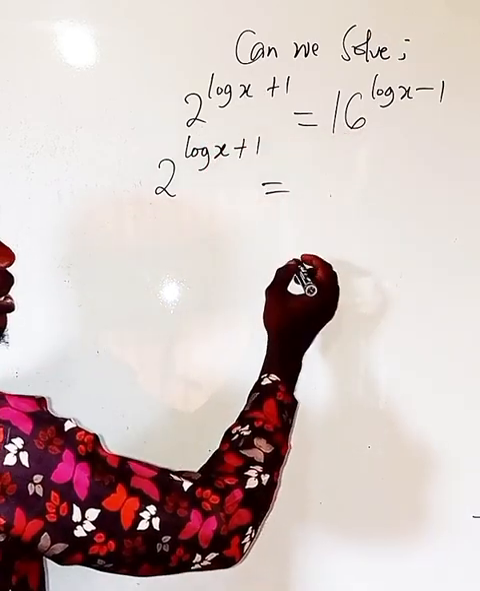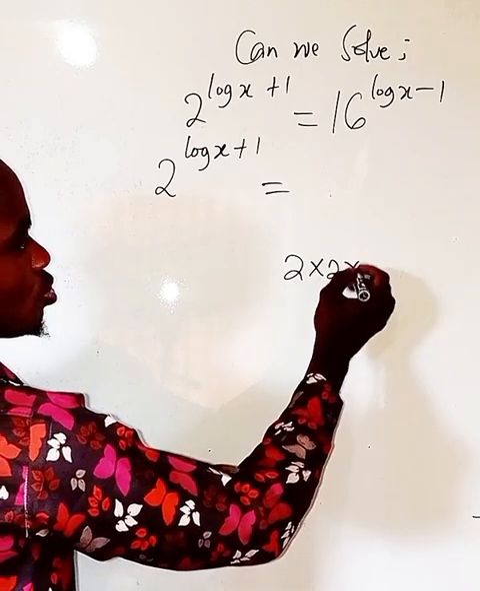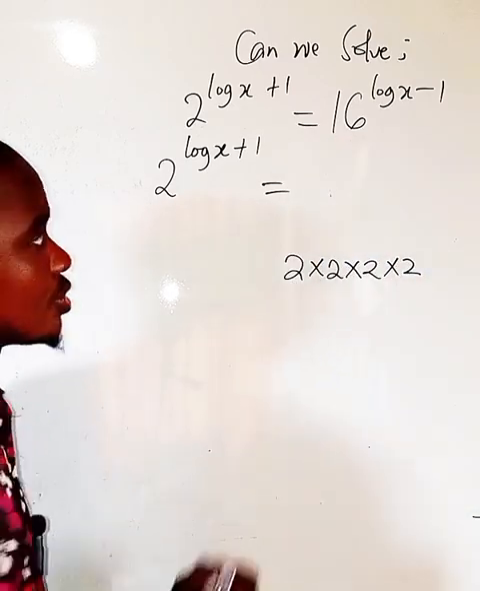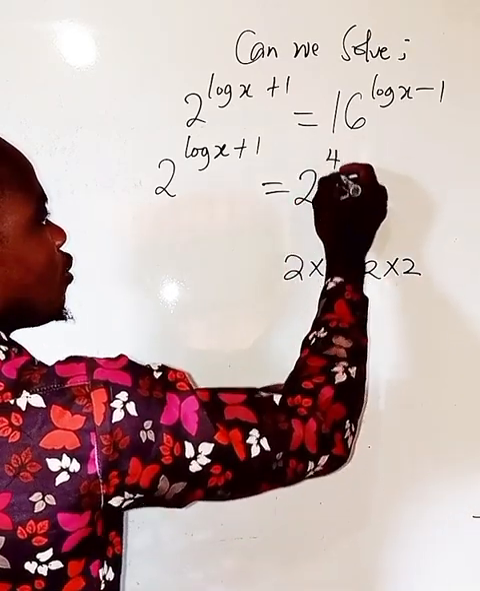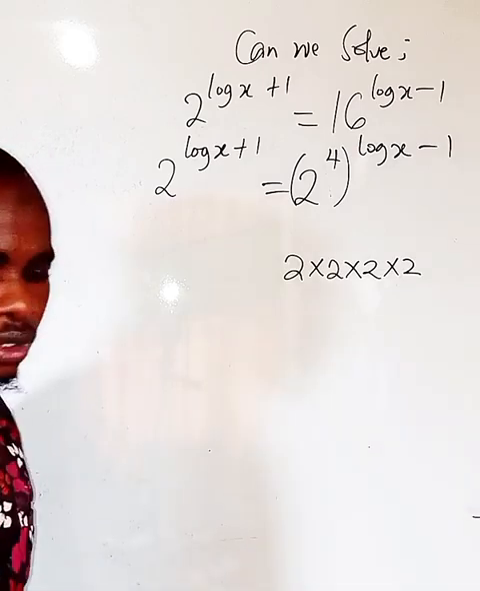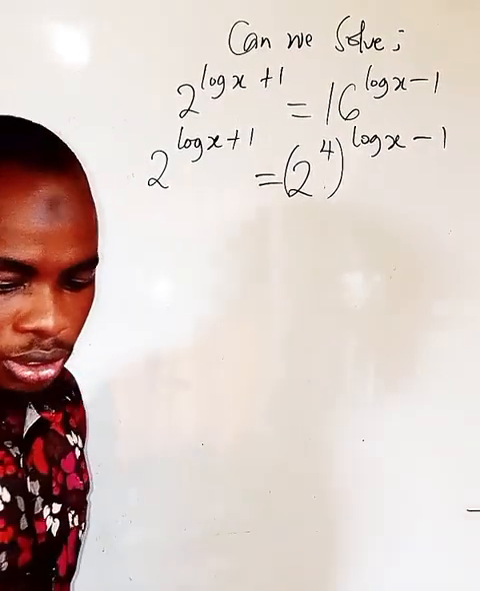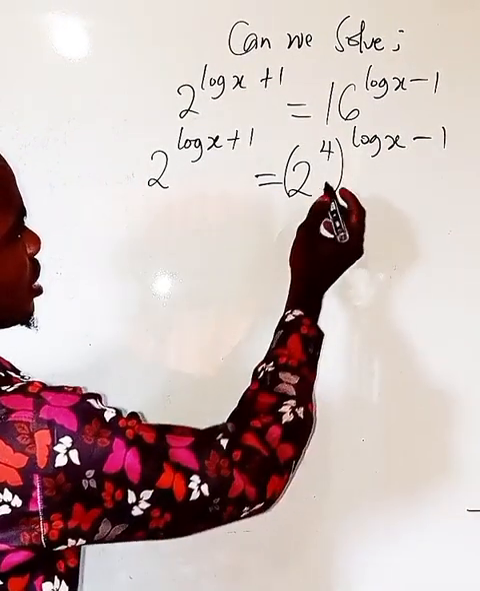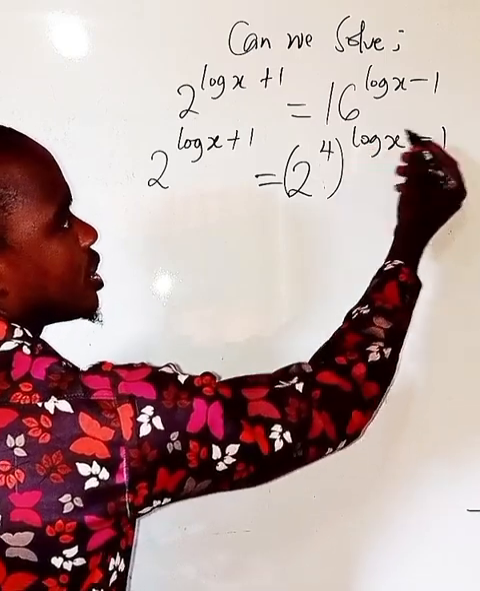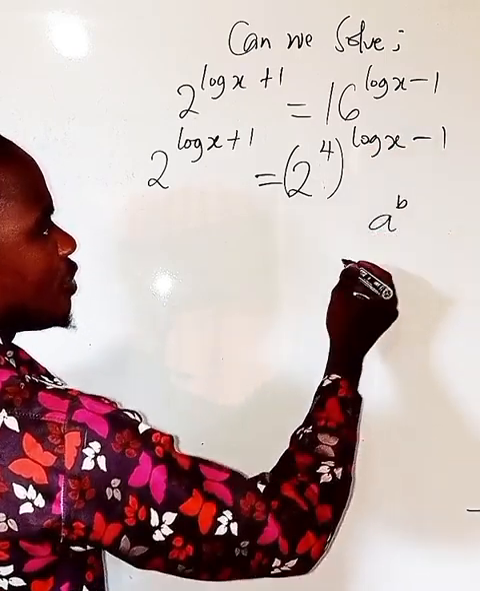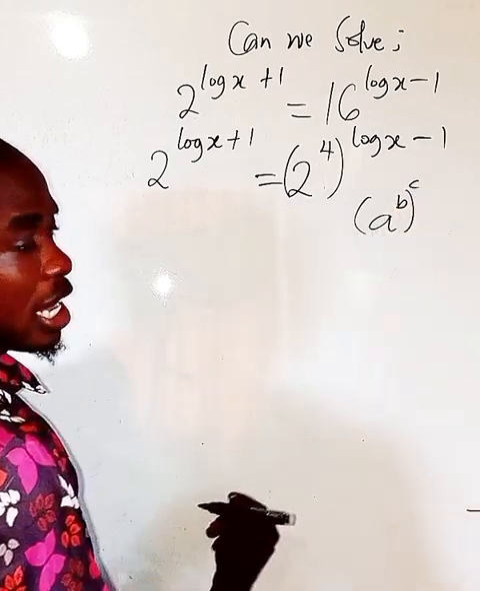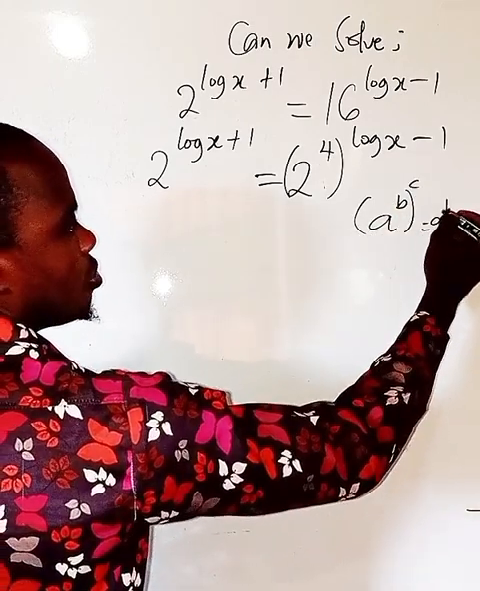Now this 16 can be written as 2 times 2 times 2 times 2, so when you multiply this together, it must give us 16. So we're going to have 2 to the power of 4, then log x minus 1. Now the next thing is that you can see this is the power, and we have the power to be all of this again. From the law of indices, when you have a to the power of b, then to the power of c, this b will multiply the c. We're going to have a to the power of bc.